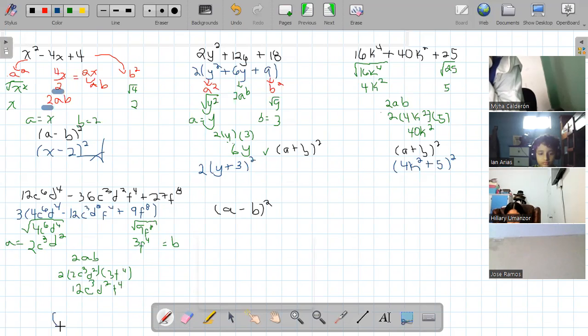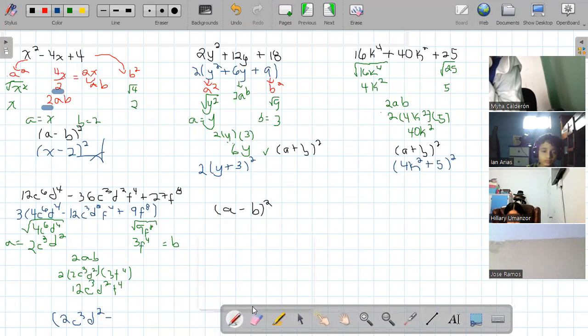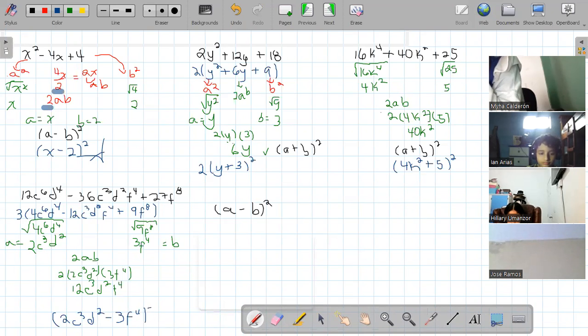So my final answer is going to be a, which is 2c cubed d squared, minus, because it was minus the first sign, so I keep the minus in the first sign, b, and b is 3f to the 4th power, and that should go to the square. But don't forget this 3, because we've had a 3 in the GCF. So I'm going to copy this 3 on the outside as part of the GCF. And that is the factorization of this trinomial.